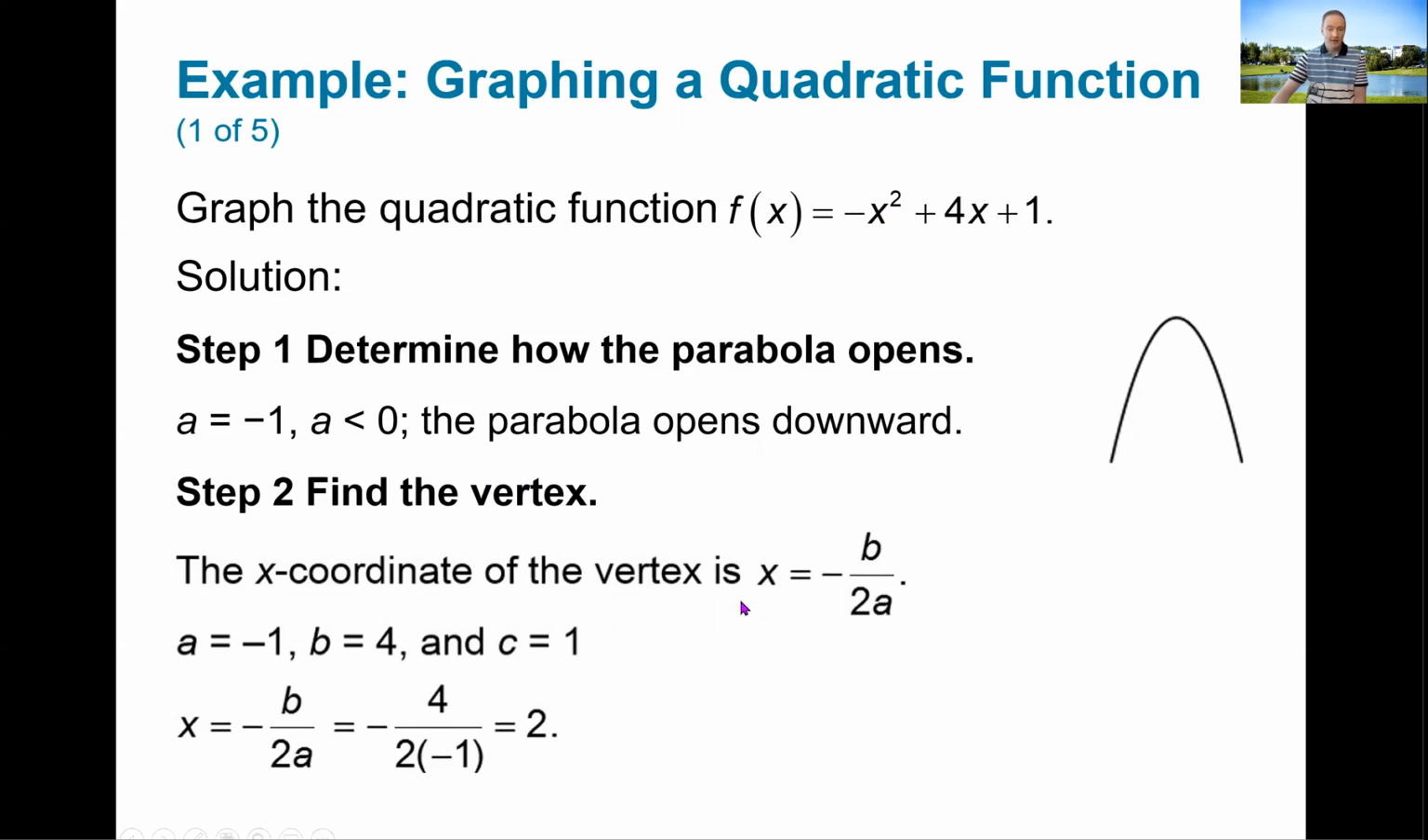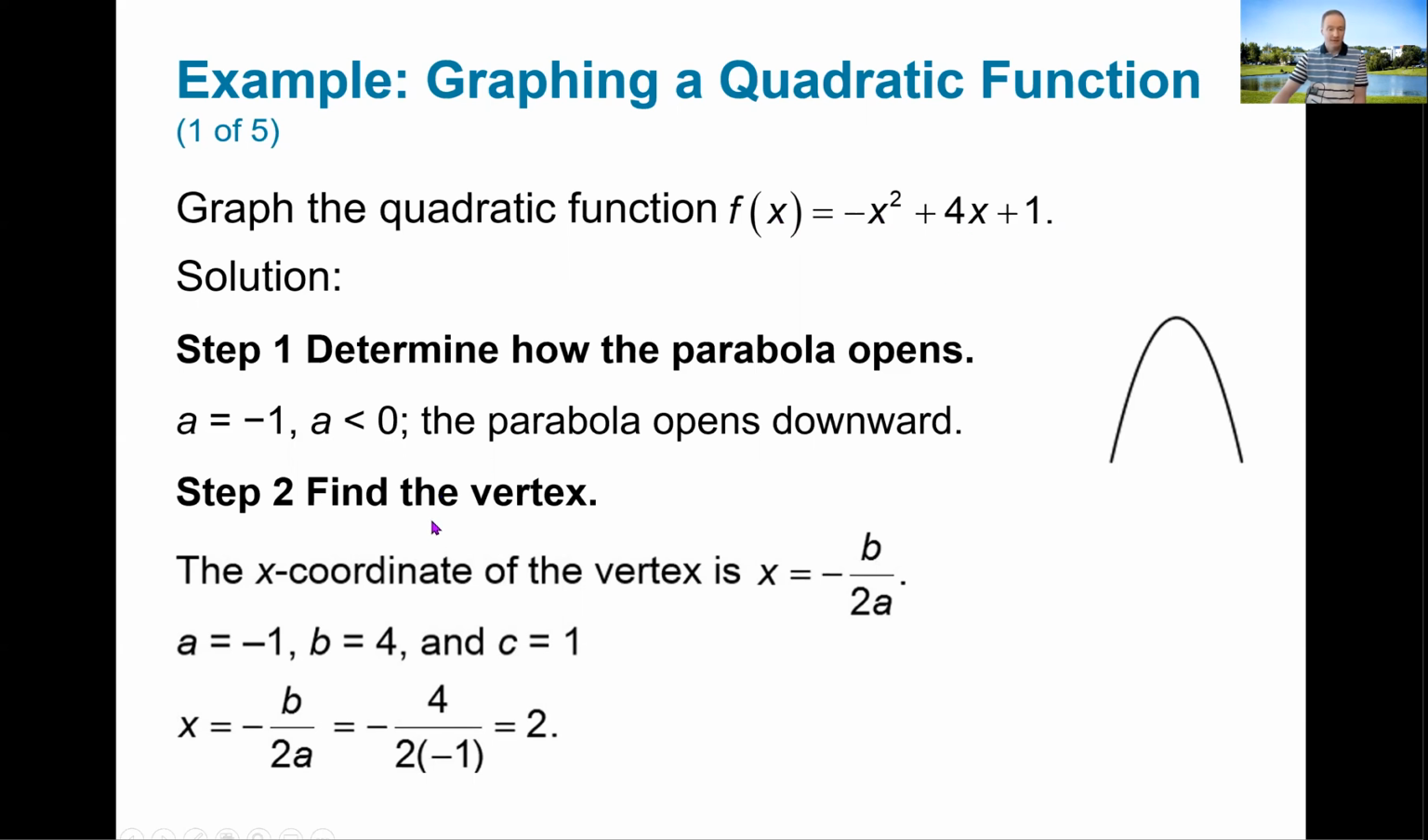You just say, well, the x value of the vertex is always going to be at negative b, which is negative 4, divided by 2 times a, which is 2 times negative 1. Please notice that's what I did here: negative 4 over 2 times negative 1. That gives me a negative 4 divided by a negative 2, which is a positive 2. So now I know that my x component of the vertex has to be a positive 2. The y component is just going to be when I plug a 2 into that equation.